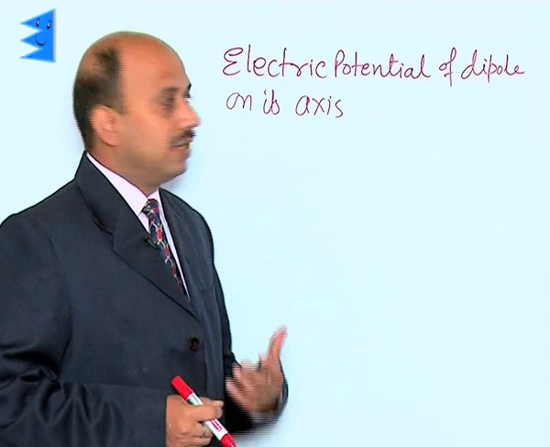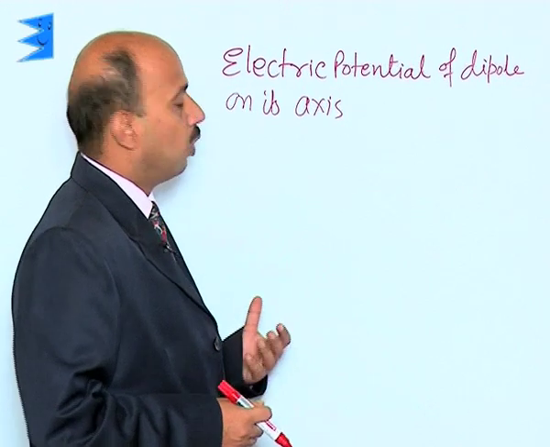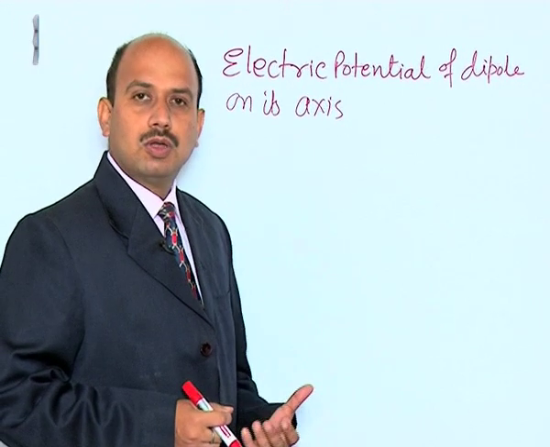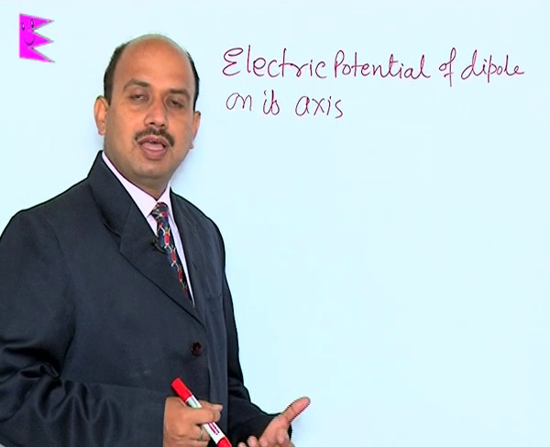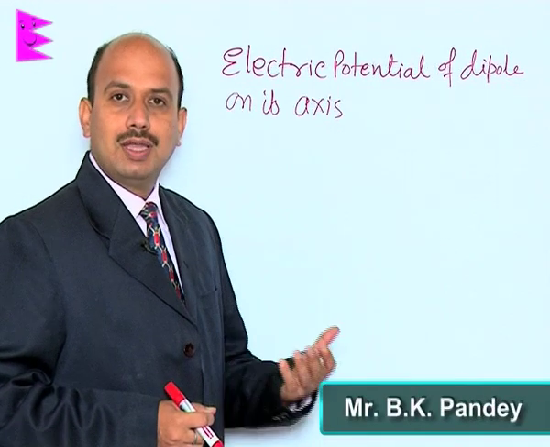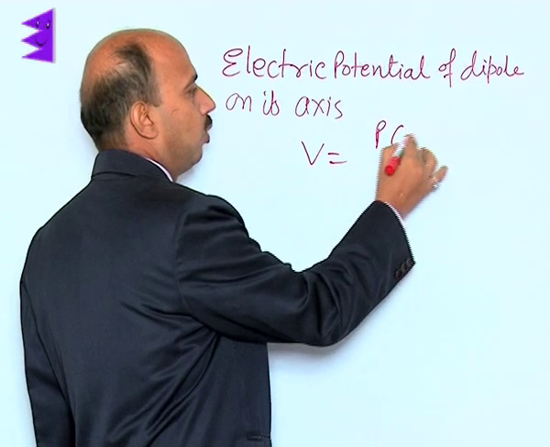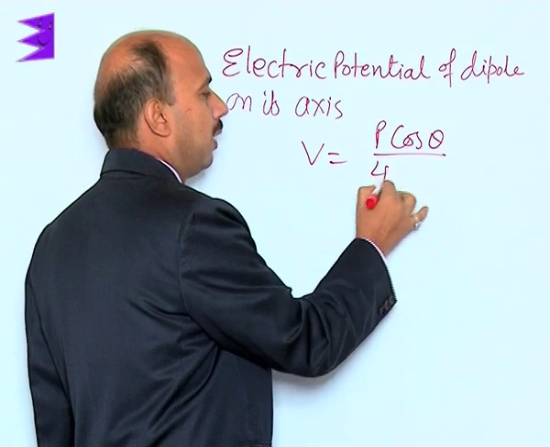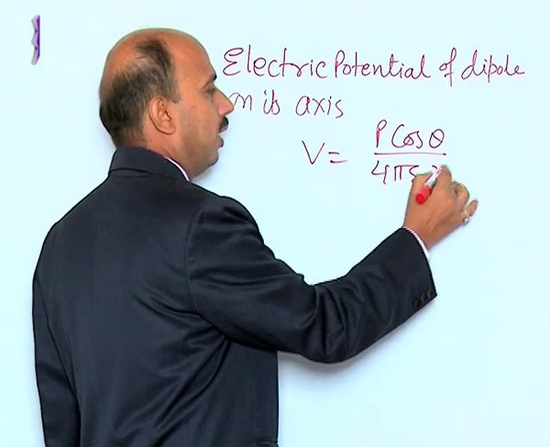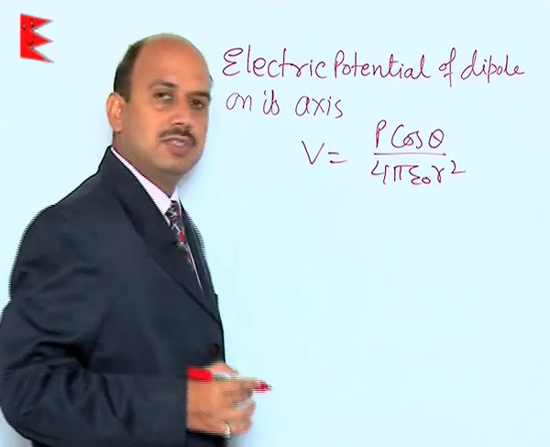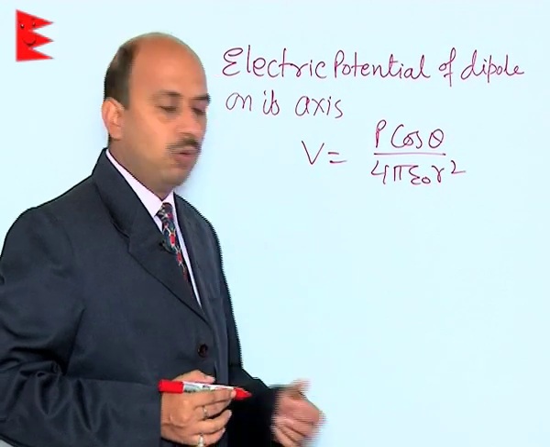Now we have to get the electric potential of a dipole on its axis. Already we have got the formula for the electric potential at any point due to an electric dipole, and that formula is V equal to P cos theta upon 4 pi epsilon naught r square. This is the formula for the potential at any point due to an electric dipole.